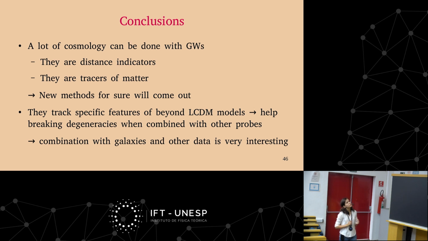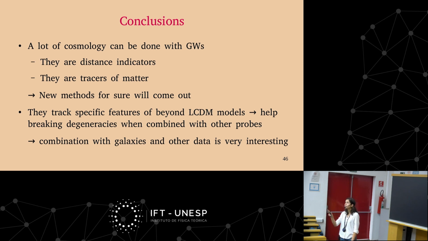And so the overall conclusions that I would like you to remember are that there is a lot of cosmology that can be done with gravitational waves. There are different methods that are being created. We are working on that, and a lot of people are working on that. Mainly, they are distance indicators, so they are objects that you can use to measure distance. They are also tracers of the matter fields, and these are the two qualities that really are important for cosmology. And in the context of beyond lambda CDM models, they track specific features of these models.